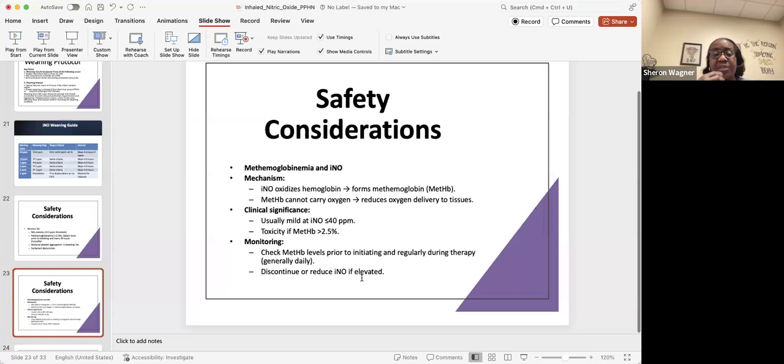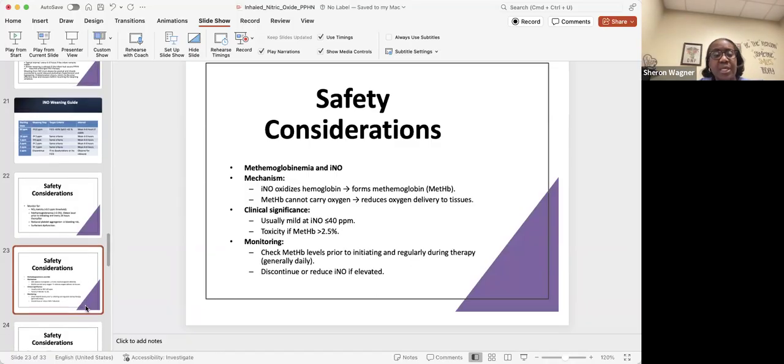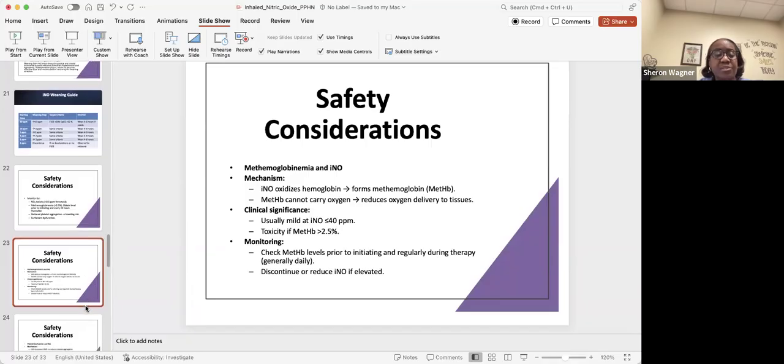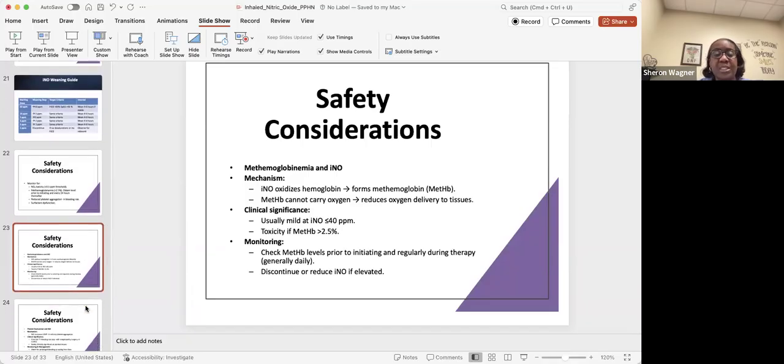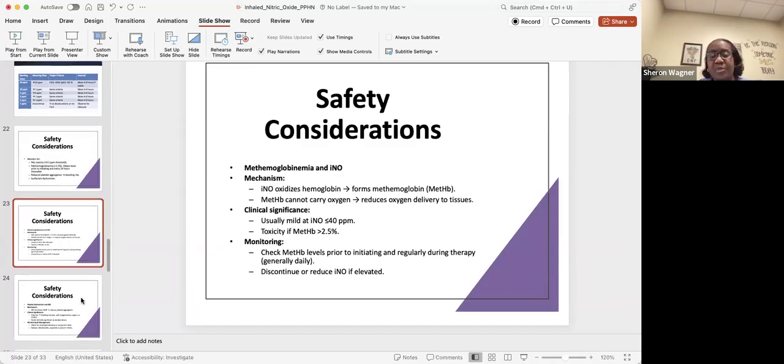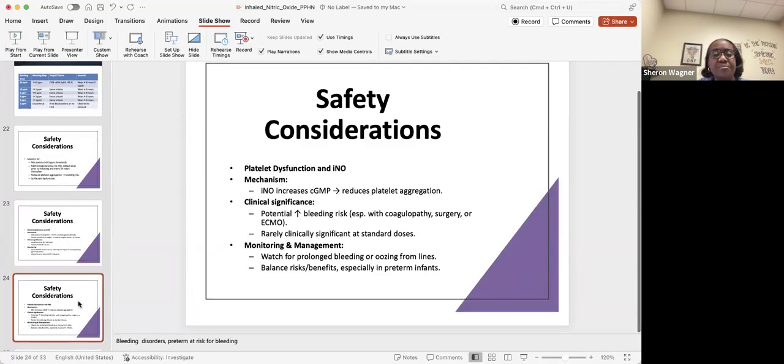And this is just another safety considerations slide. It's almost the same thing. This is something that you can print and have available to you for quick reference, okay? So again, if methemoglobin levels are high, you should most likely discontinue or reduce the nitric that you are giving so that the baby can benefit from it without the adverse outcomes of methemoglobinemia.